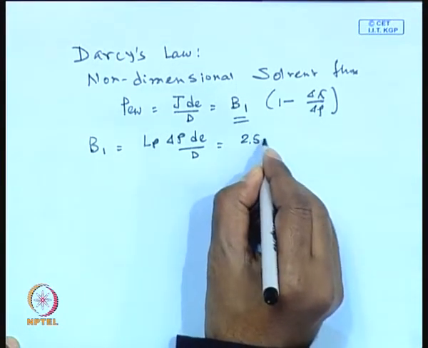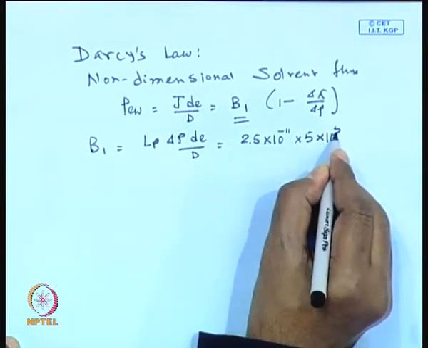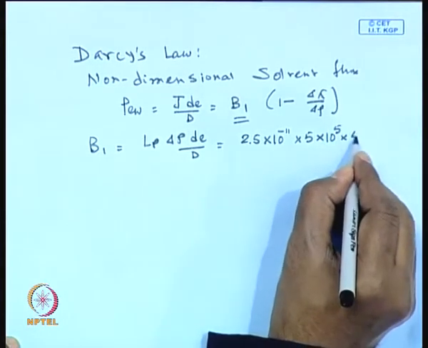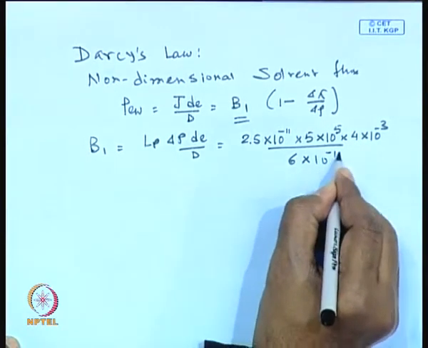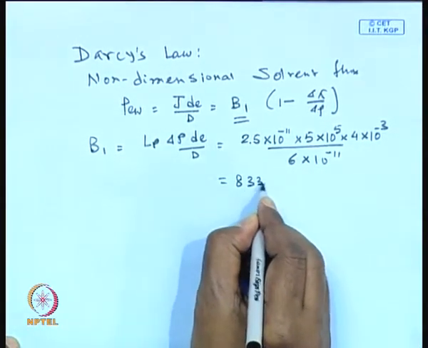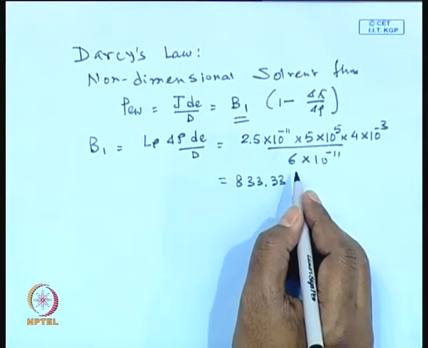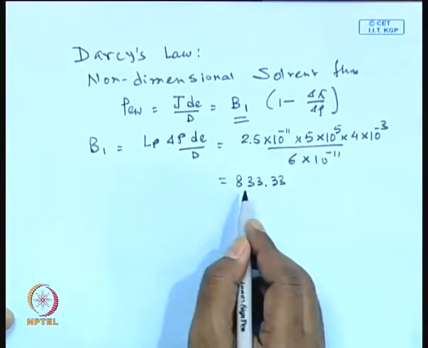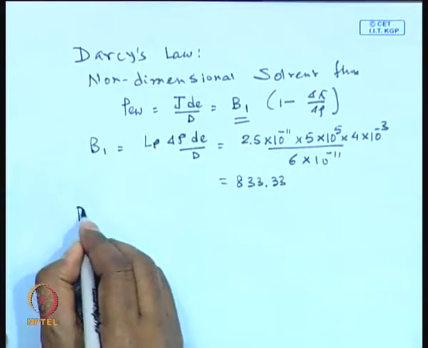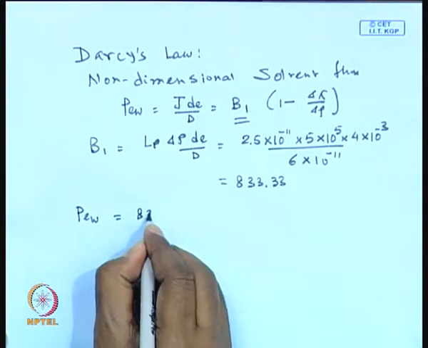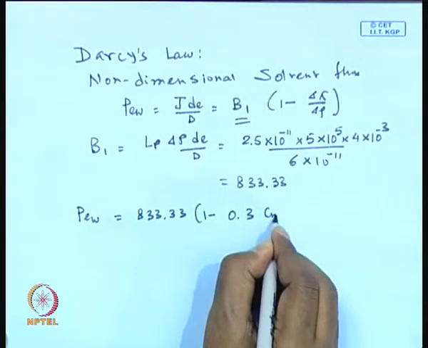The Lp was 2.5 into 10 to the power minus 11, delta p is 5 into 10 to the power 5 Pascal, the equivalent diameter will be 4 into 10 to the power minus 3, and diffusivity will be 6 into 10 to the minus 11, and it turns out to be in the order of 833.33. So the non-dimensional parameter B1 for the case of ultrafiltration will always be in the order of 1000. So you can have Pw equal to 833.33 into (1 minus 0.3 cm star).